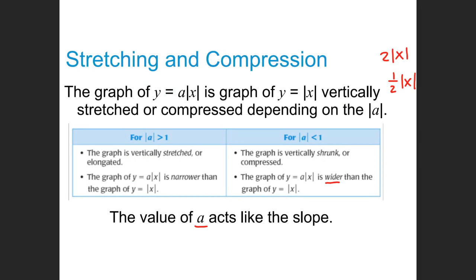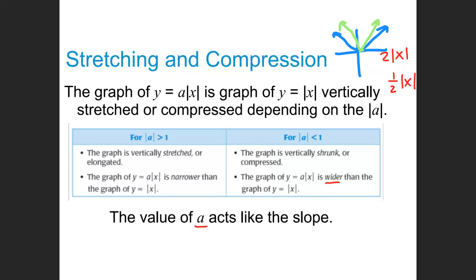If I was going to graph this one, 2 times the absolute value of x, well, now my slope is 2 instead of 1. So my graph, and I'm just going to do this real quick here. The normal graph has a slope of 1, so it looks something like this. But then if I put 2 in front of there, let's do green here, that means my slope is 2. Well, that goes up faster. So that means my absolute value graph would look more like this.